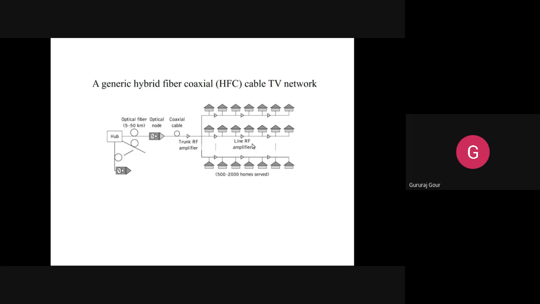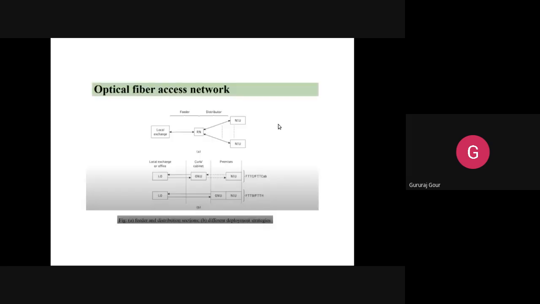Each line RF amplifier is going to support 500 to 2000 homes, because you might have seen that for one particular home you will have one RF amplifier. One line RF amplifier is going to support 500 to 2000 homes. So this is one typical application, or you can say example, where access networking is also used. This is the second application of the access network.